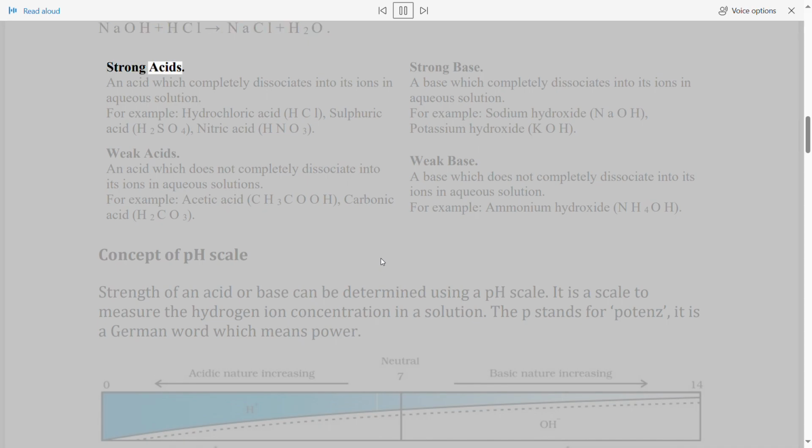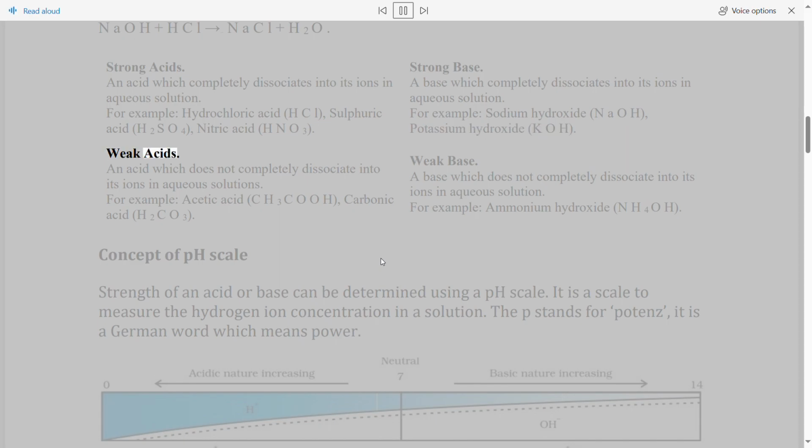Strong acids: an acid which completely dissociates into its ions in aqueous solution. For example, hydrochloric acid, HCl, sulfuric acid, H2SO4, nitric acid, HNO3. Strong base: a base which completely dissociates into its ions in aqueous solution. For example, sodium hydroxide, NaOH, potassium hydroxide, KOH.